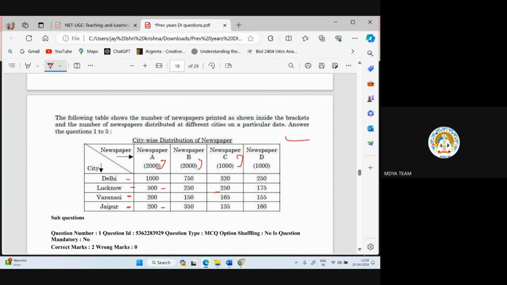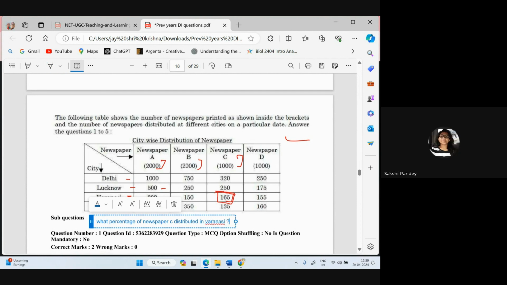So what is this value suggesting? What does this value mean? This 165 is the newspaper C distribution in Varanasi city. If I write a question here, what percentage of newspaper C is distributed in Varanasi? And I can think, sir, you get 165 upon 1000 into 100.